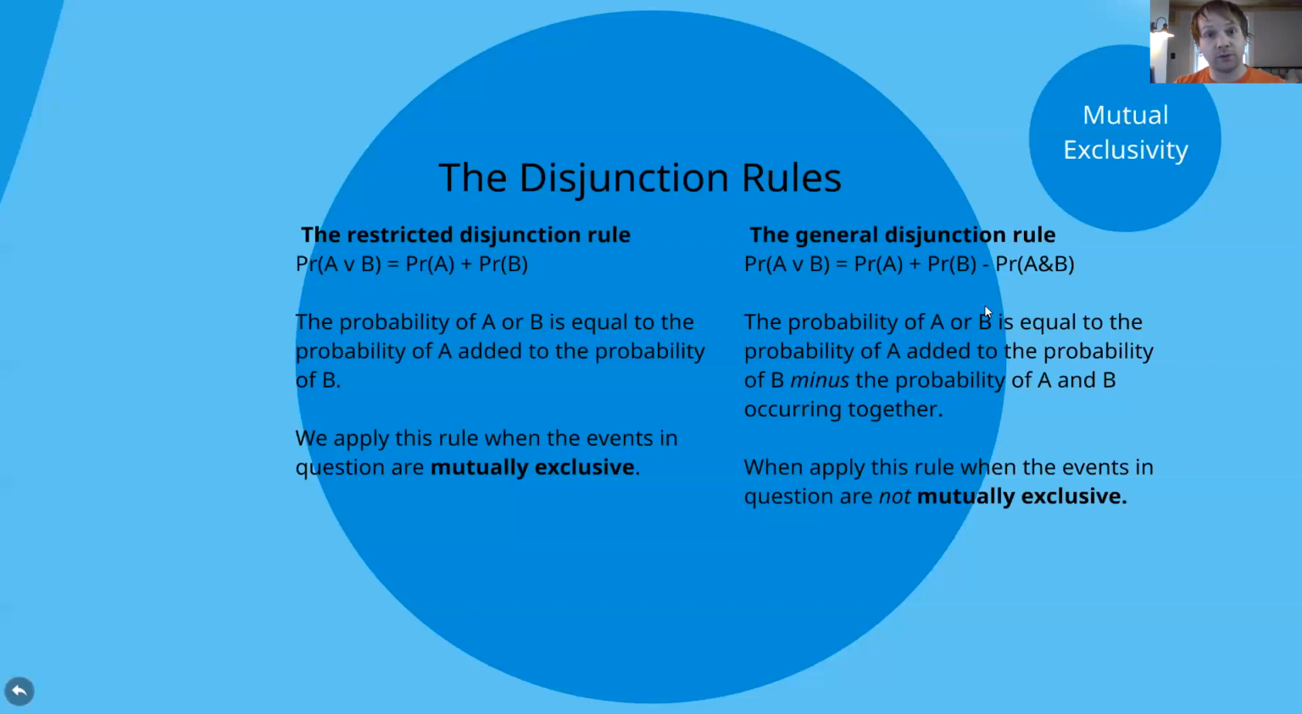Now, if it were red or blue, and we had an urn filled with balls that were red and blue, then if we drew a red one, that would exclude the possibility of drawing a blue one. And if we drew a blue one, that would exclude the possibility of drawing a red one. And so we would say in that case that we should apply the restricted disjunction rule. So you have to really think about the events and think about the logic of the events. Are they consistent with each other? Can they happen together? If they can happen together, then you need to apply the general disjunction rule. If they cannot happen together, then you need to apply the restricted disjunction rule.